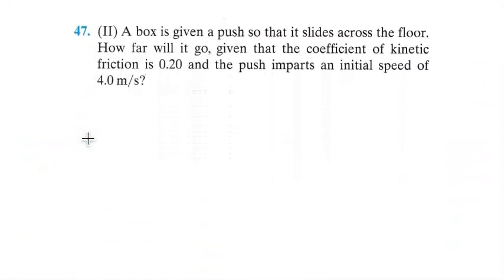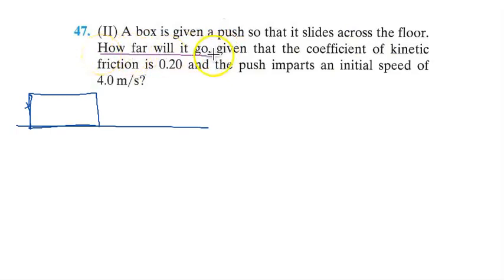All right, 47. You're going to see once you start to do these problems, they're going to be really, really, really similar to each other. So your box slides across the floor. How far will it go? That's a distance. That's going to be old school. Given that the coefficient of friction is 0.2 and the initial speed is 4. Okay, this one's tricky in that they don't give you the mass.